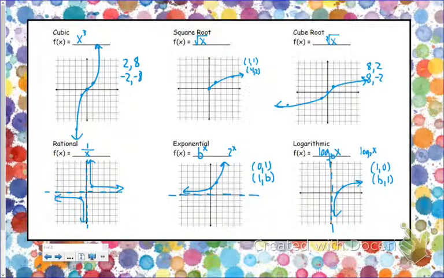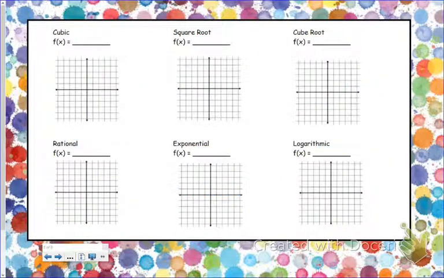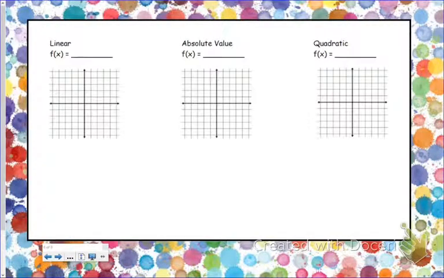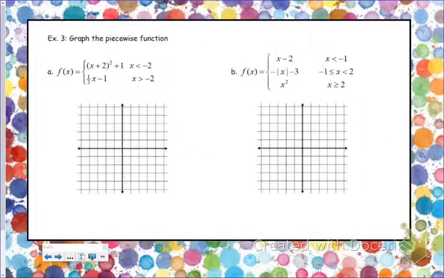So it's important for us to be familiar with these parent functions as we do piecewise. These are also just going to be important for your math classes going forward to know what these shapes look like. You'll learn some new parent functions next year in pre-cal. Let's go ahead and draw these graphs.